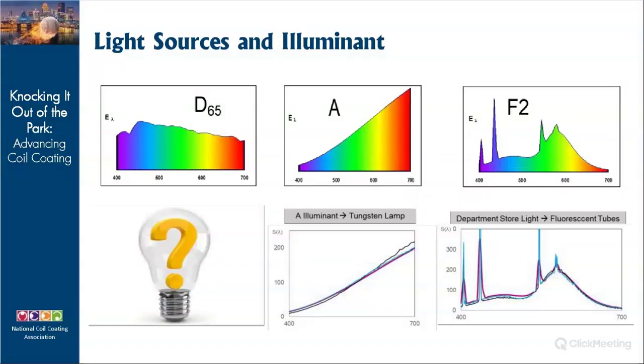The spikes represent the different phosphors that are used to coat the inside of a fluorescent tube. So it's important that you always use the same manufacturer if you're replacing your own tubes in a light booth, for example.